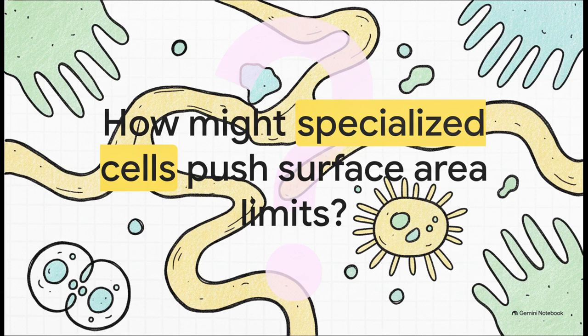So how might other specialized cells in the human body evolve unique physical shapes to push these mathematical boundaries even further? It's a fascinating puzzle, and one I really hope leaves you eager to dig even deeper into biology.